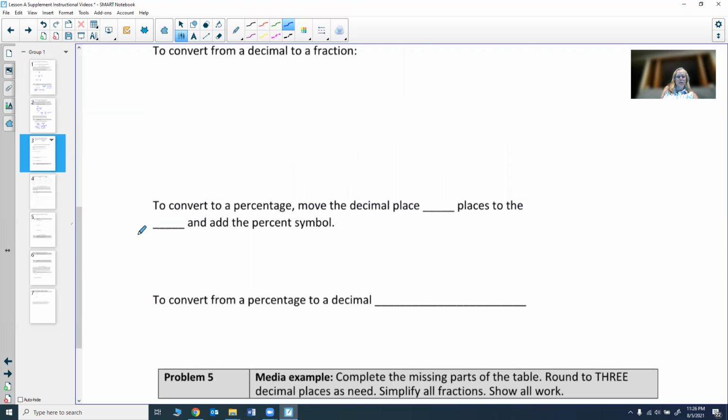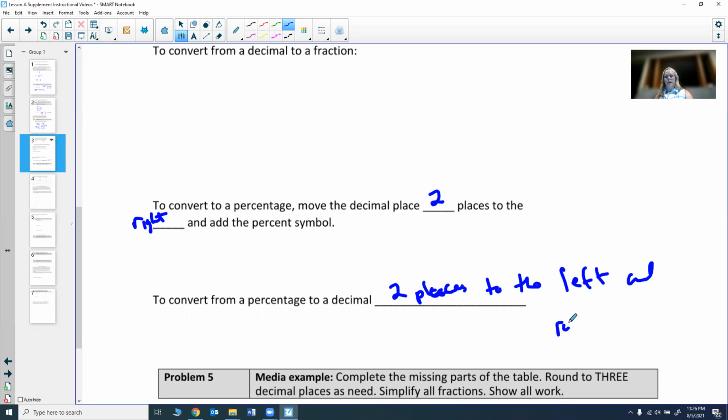To convert to a percentage, you're going to move the decimal place 2 places to the right and add the percent symbol. To convert a percent to a decimal, you're going to move the decimal place 2 places to the left and remove the percent symbol.